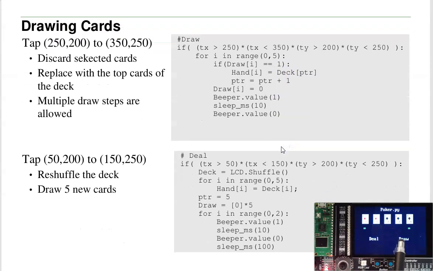If I click on draw, it's going to check every card that's got a star over it. I'll replace it with the top card in the deck and move the pointer to the next card in the deck. I'll beep once to say I acknowledge the draw. If I click over here between 50 and 150x, 200 and 250y, that says draw a new hand, I beep twice.